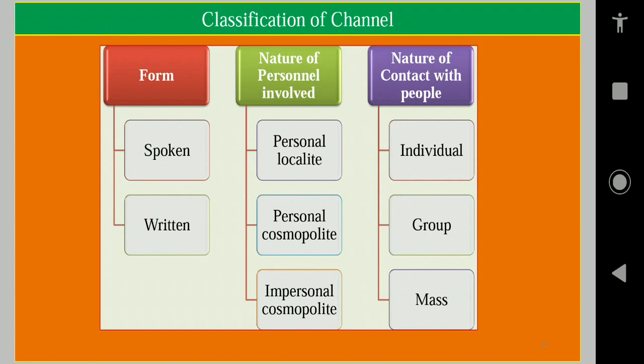Then what is your mass? Okay, next come to the mass contact. In mass contact, the extension agent communicates with a mass of people without taking into consideration their individual or group identity. Okay, they are not taking individuals or groups, they are taking people as a mass. For example, mass meeting, campaign, exhibition, radio, television, etc.